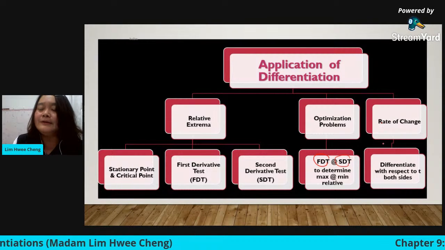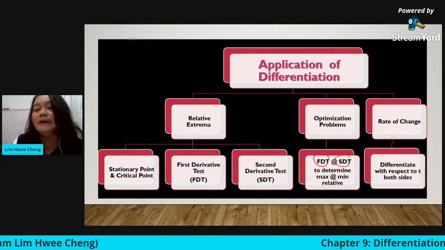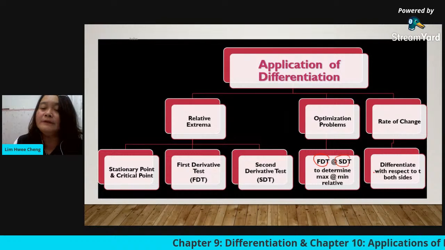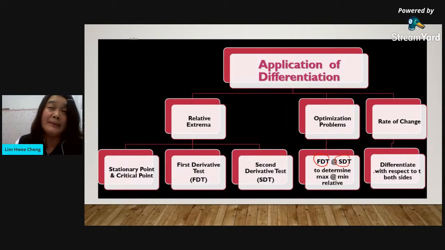And finally, the rate of change. I will recommend the method of differentiating with respect to t on both sides. You will find that it is much easier compared to the method using the chain rule. I will introduce it to you after this. Use this method to solve rate of change problems.